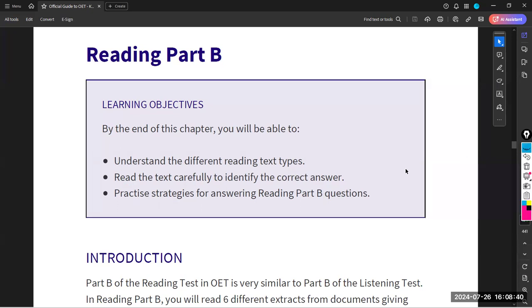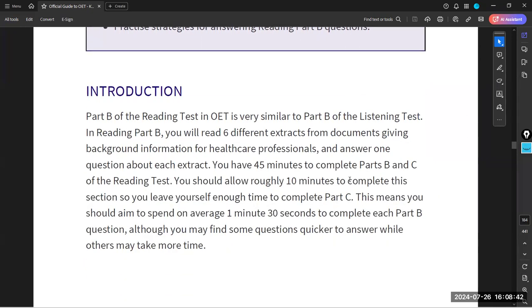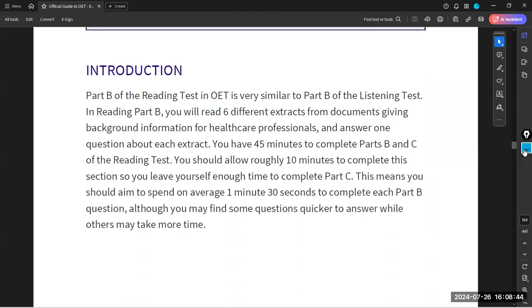So what are the questions or the passages that we have in part B? Now, part B of the reading test in OET is very similar to part B of the listening module. But in reading, in part B, you will read 6 different extracts from documents giving background information for healthcare professionals. And we have to answer one multiple choice question for each.